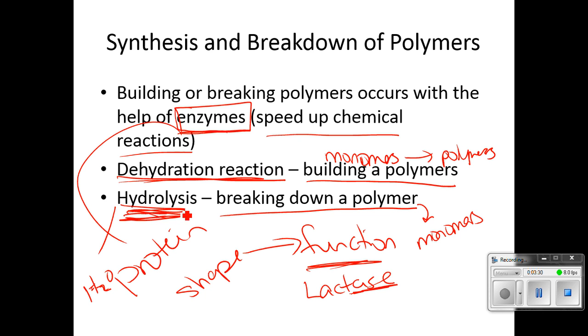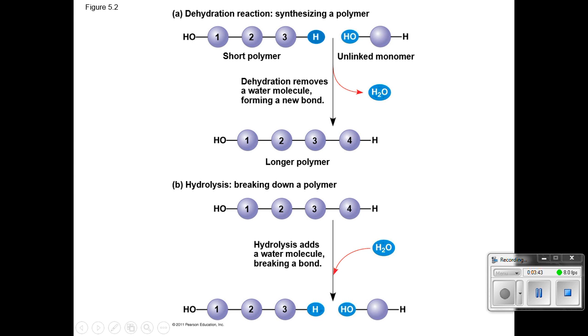Go back to the word hydrolysis. Think about anything with hydro means water, and then dehydration. Well, if you're dehydrated, you're lacking water. So you'll see that water even is in part of the name of that reaction. So here's a dehydration reaction. This is when we're synthesizing or making a polymer.